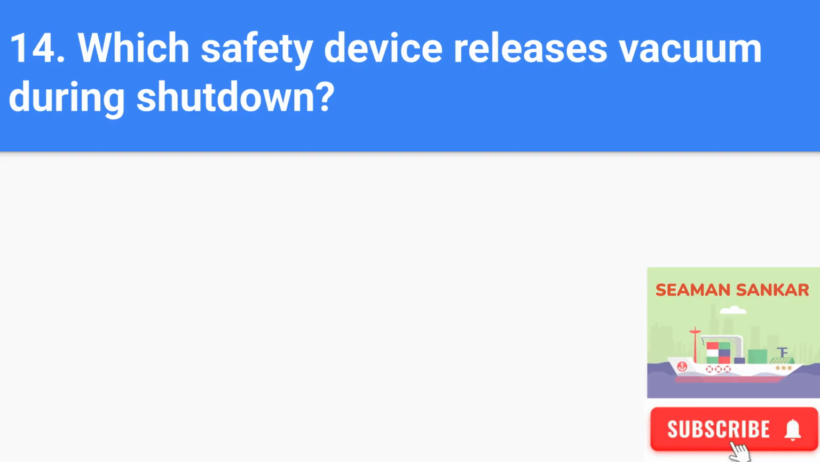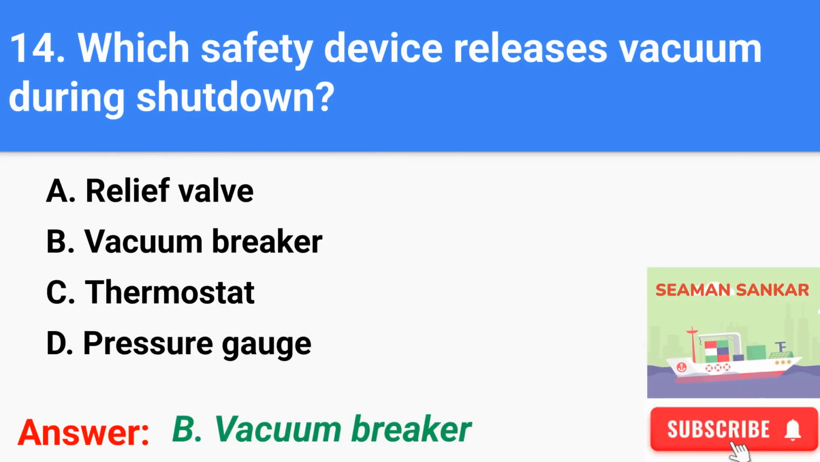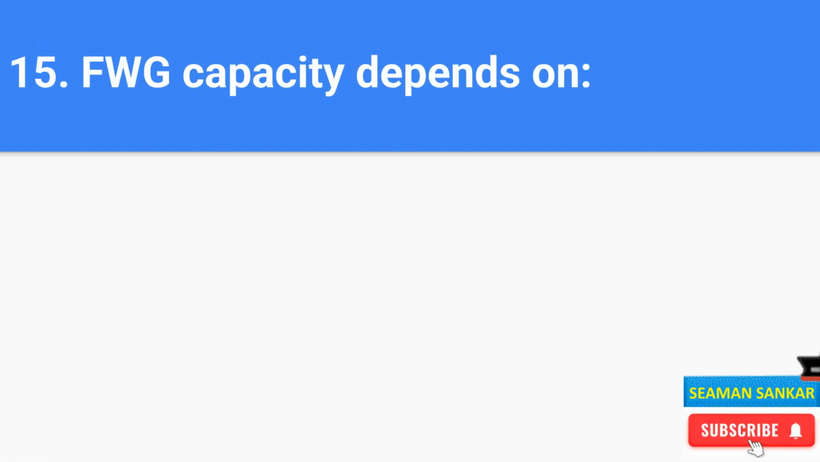Question 14. Which safety device releases vacuum during shutdown? A. Relief valve. B. Vacuum breaker. C. Thermostat. D. Pressure gauge. The correct answer is B. Vacuum breaker. The vacuum breaker is essential to introduce air into the system during shutdown, preventing damage from excessive external pressure.